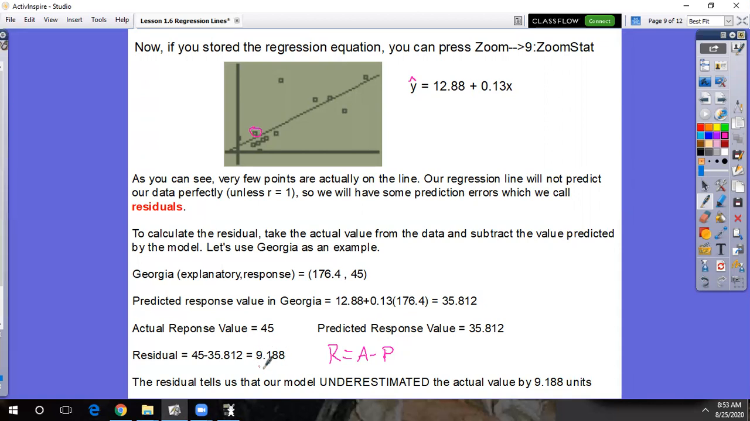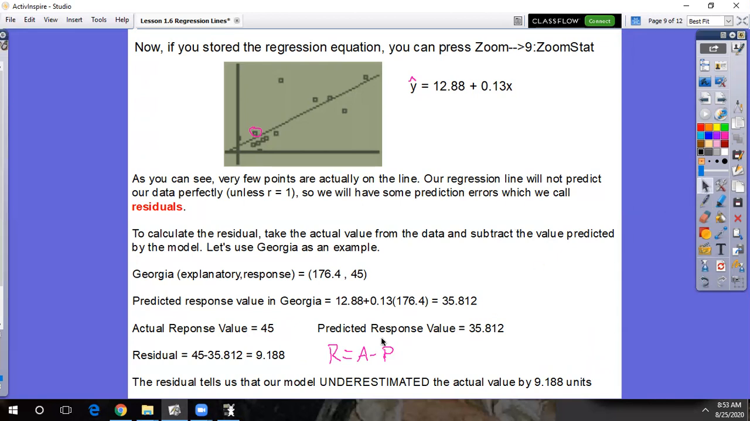Because this residual is positive, what that means is our actual value is greater than our predicted value. So our model actually underestimated the actual value by 9.188 units. And the units in this case is deaths per 100,000 people.